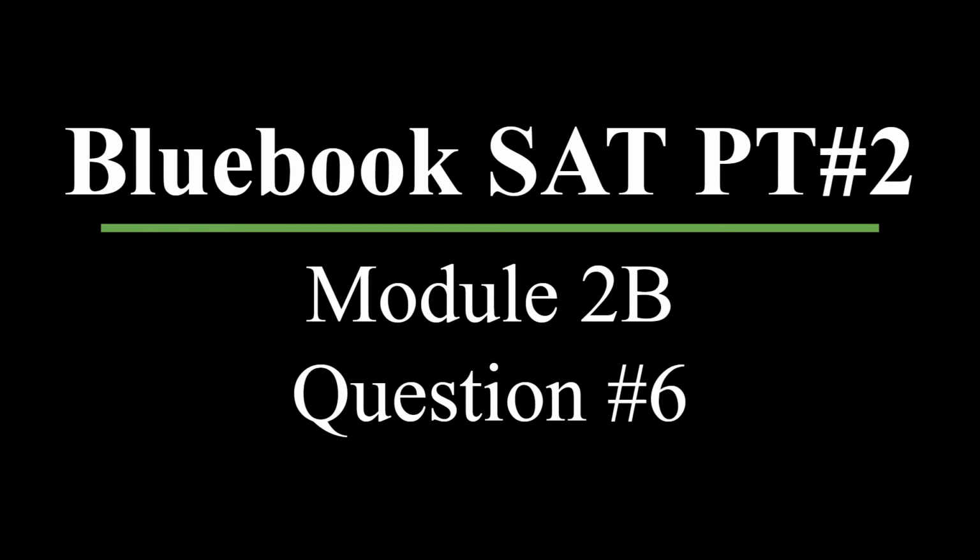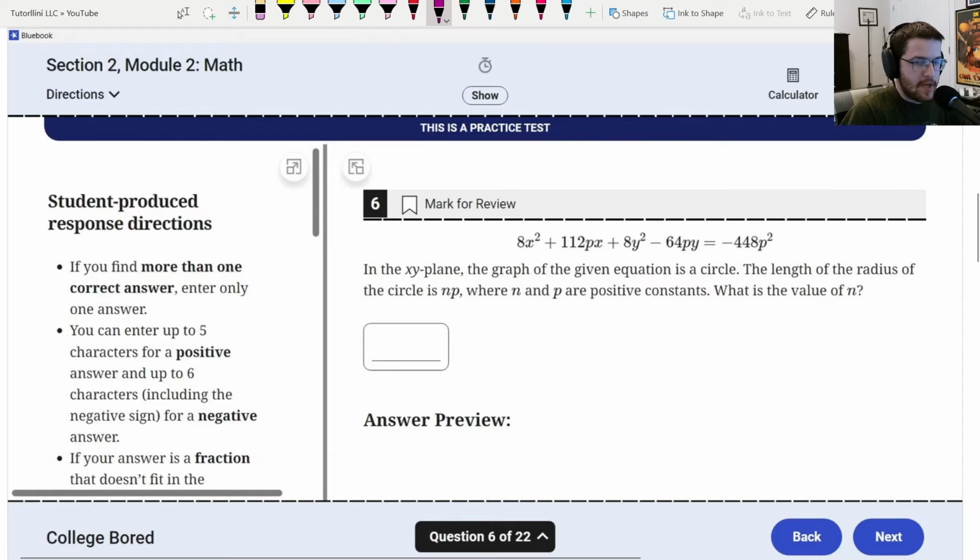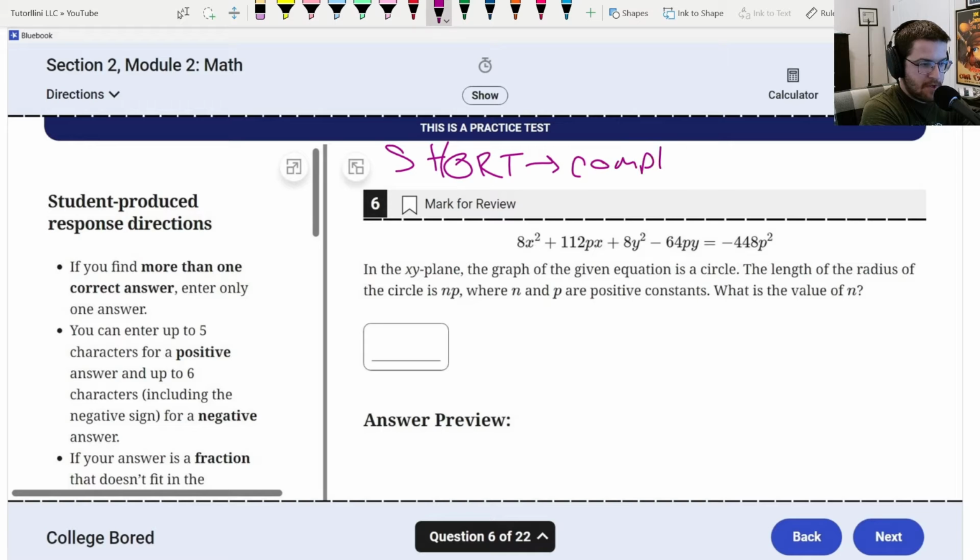Bluebook practice test number 2, module 2B, question number 6. Okay, guys, I do have a video designated for this. It's my short on completing the square. I'm going to go over how to do it by hand first. Definitely go watch that short. I think I'll put some cards in this video, so hopefully there'll be a card for that one. But definitely go check that out if you haven't seen it already. I'm just going to assume you've already watched that.